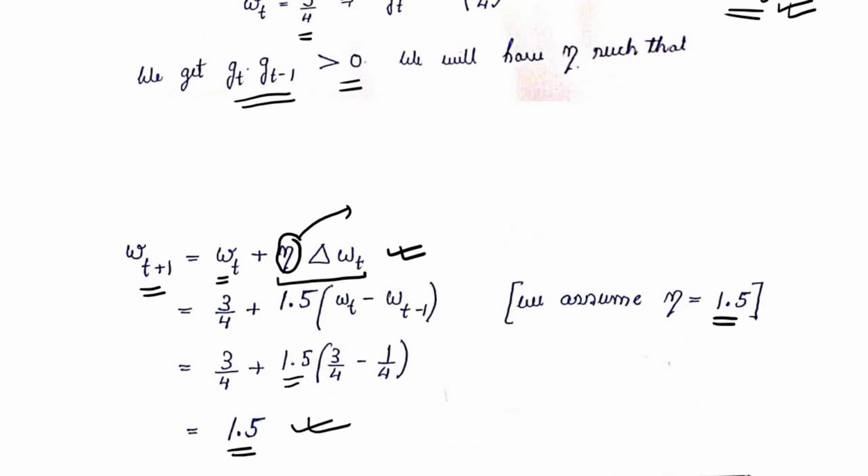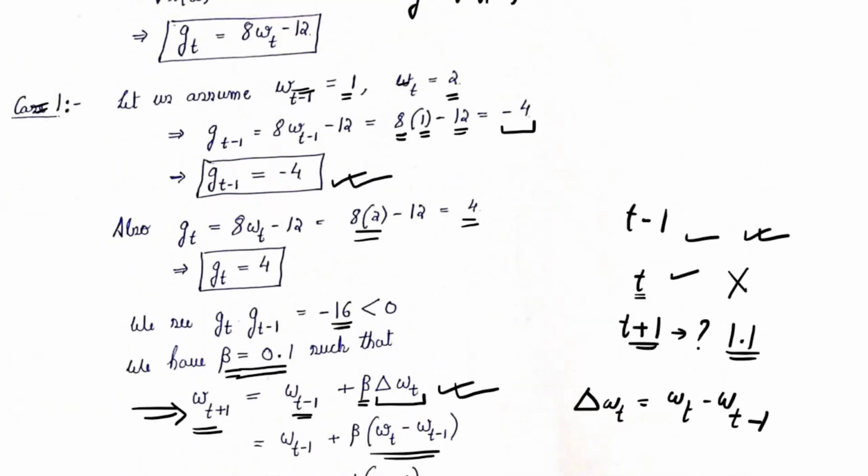Just see the progression over here. We were at 0.5. In the next step, we reached 0.75. We knew that we are in the right direction. In the next step, we are at 1.5. So the convergence is happening much faster over here as compared to the gradient descent updation rule.